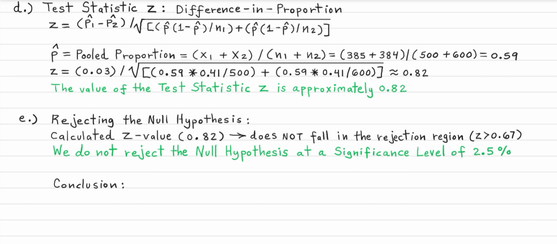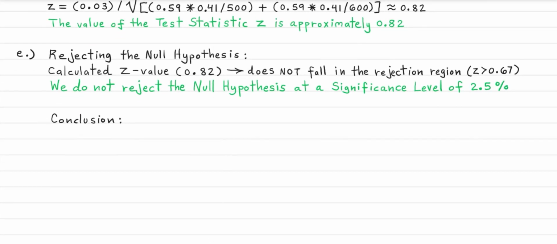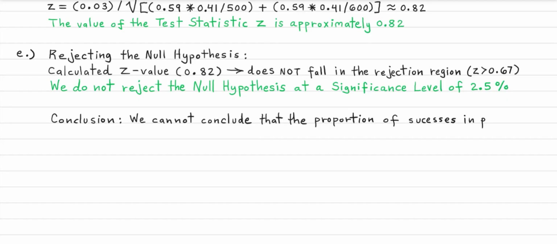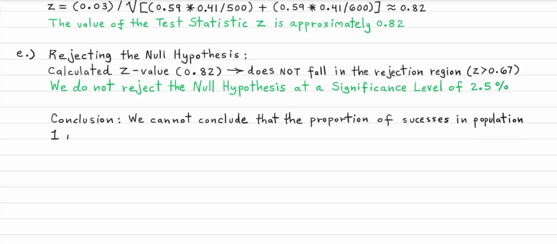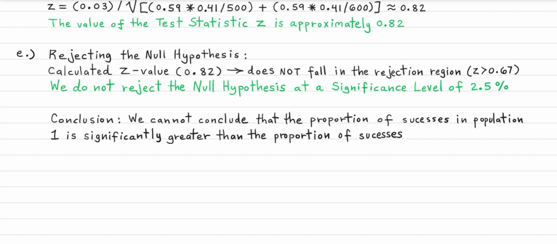So the final conclusion is as follows. We cannot conclude that the proportion of successes in population 1 is significantly greater than the proportion of successes in population 2 at 2.5% significance level.